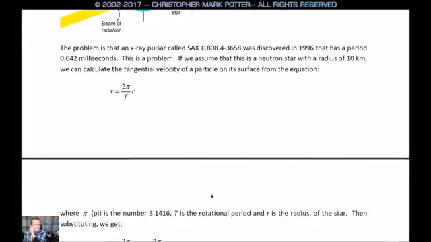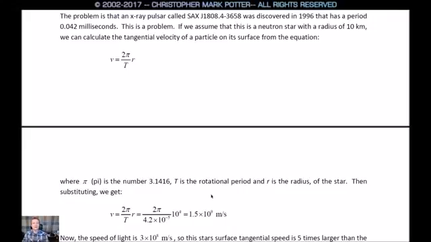The problem is that an X-ray pulsar called SAX J1808.4-3658 was discovered in 1996, and it has a period of 0.042 milliseconds. This is a problem. If we assume that this is a neutron star with a radius of 10 kilometers, we can calculate the tangential velocity of a particle on its surface from this equation.